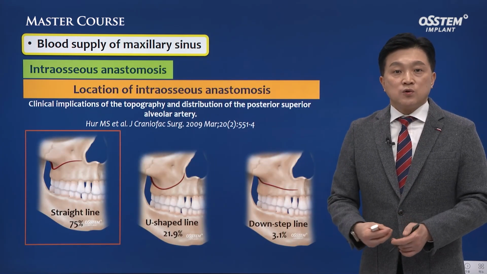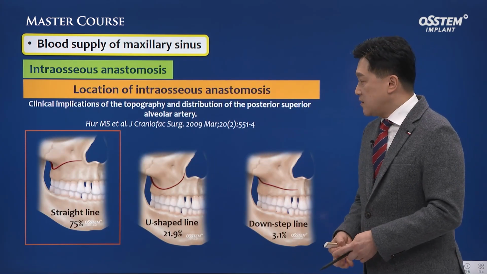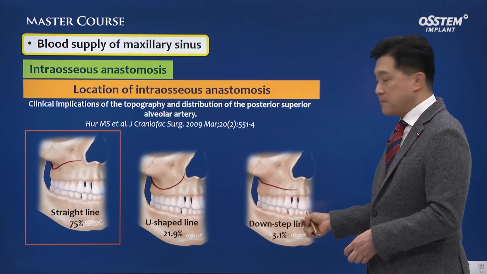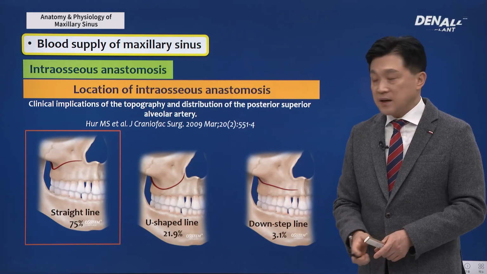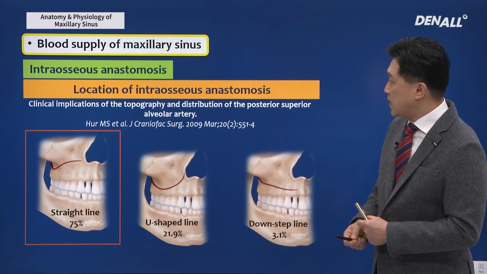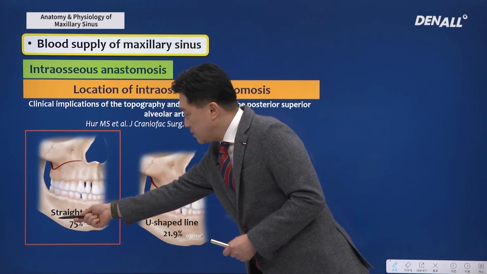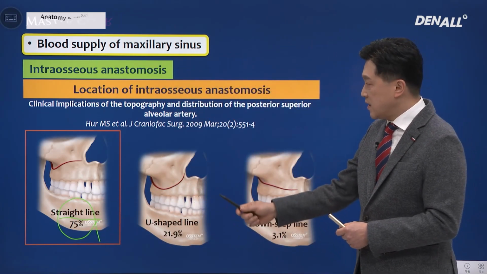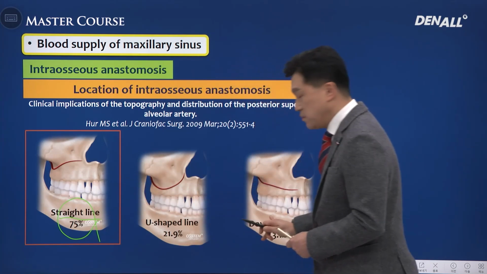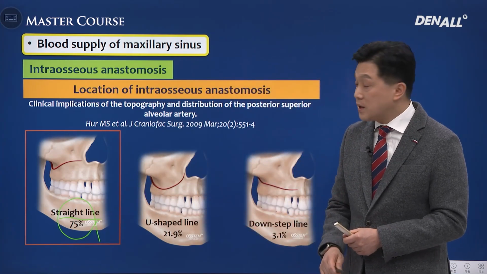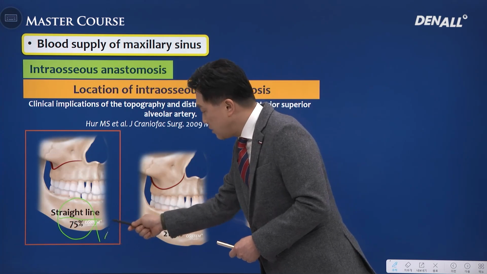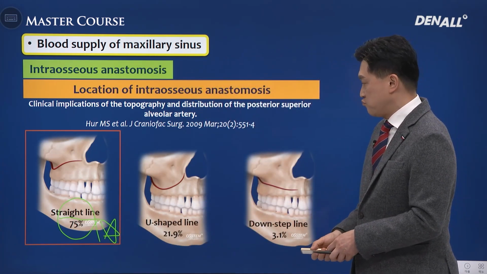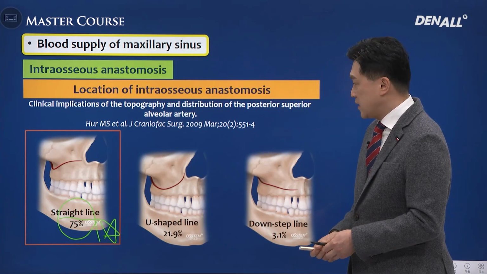The location of the intraosseous anastomosis can show a straight line, U-shape, or down step line. What is fortunate is that in most cases, about 75% of the time, it shows a straight line. When it is U-shape or down step line, it will be very difficult to form a window. However, in most cases, it is a straight line and we'd be able to form the window in a safe manner.